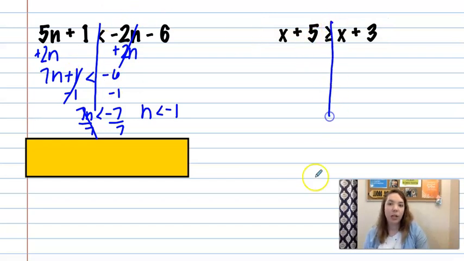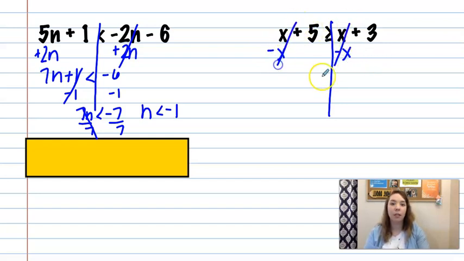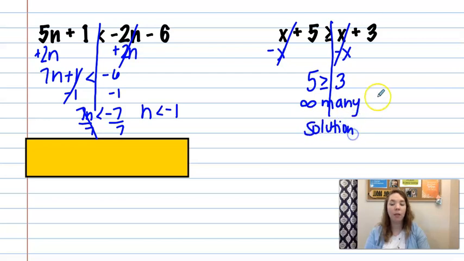Okay, so I want to try to get my x's together, and they're the same. So if I subtract x, it's going to cancel it from both sides. 5 is greater than or equal to 3, so this means we have infinitely many solutions. Every single solution you can come up with, like let's say we pick 3, will work. 3 plus 5 is 8, 3 plus 3 is 6, 8 is greater than or equal to 6. Everything works.